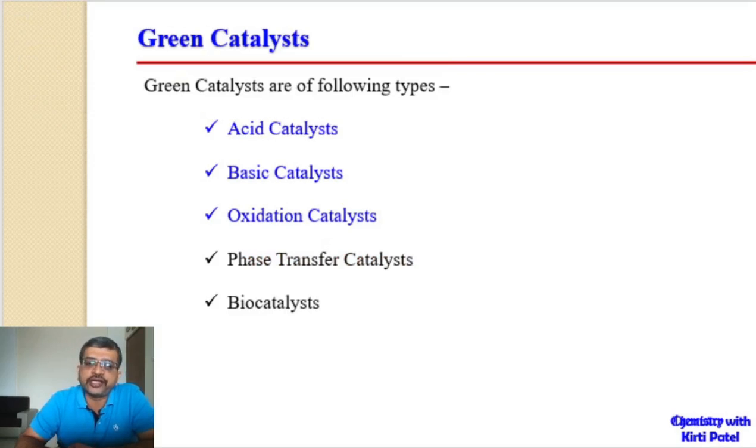We have seen green catalysts. These three types of green catalysts we saw in the last lecture, that is acid catalyst, basic catalyst and oxidation catalyst. In this lecture we will see more about the phase transfer catalyst, while the next lecture we will be concentrating more on the biocatalysts.